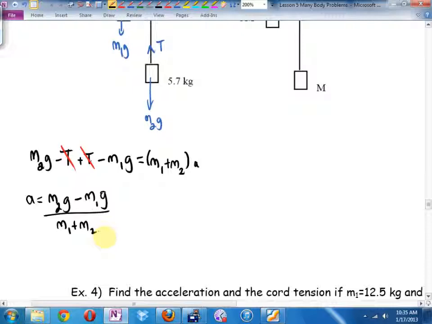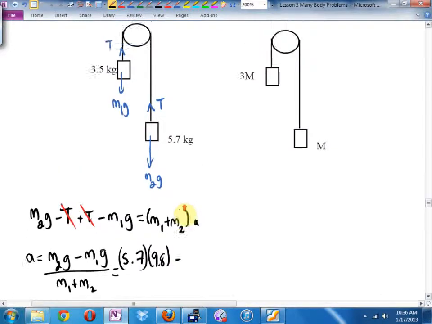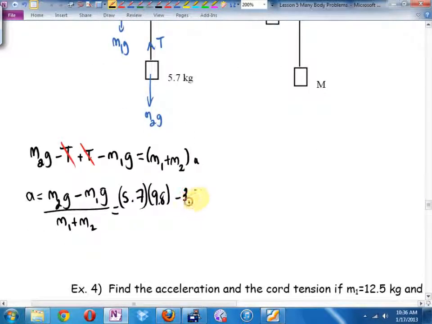Now it's plug and chug. I mean, not the easiest plug and chug. You got more than one thing on the top. This really is why I went on that rant at the beginning of the year about getting a good calculator. It was for questions like this because it's way easier to see where your brackets are and what's on top, what's on the bottom. But it's going to be 5.7 times 9.8 minus 3.5 times 9.8 all over whatever 5.7 plus 3.5 is.